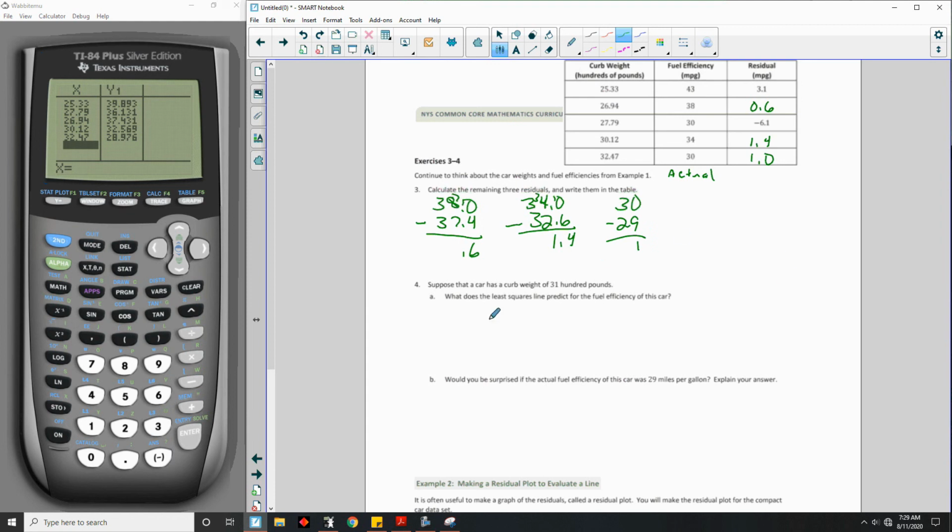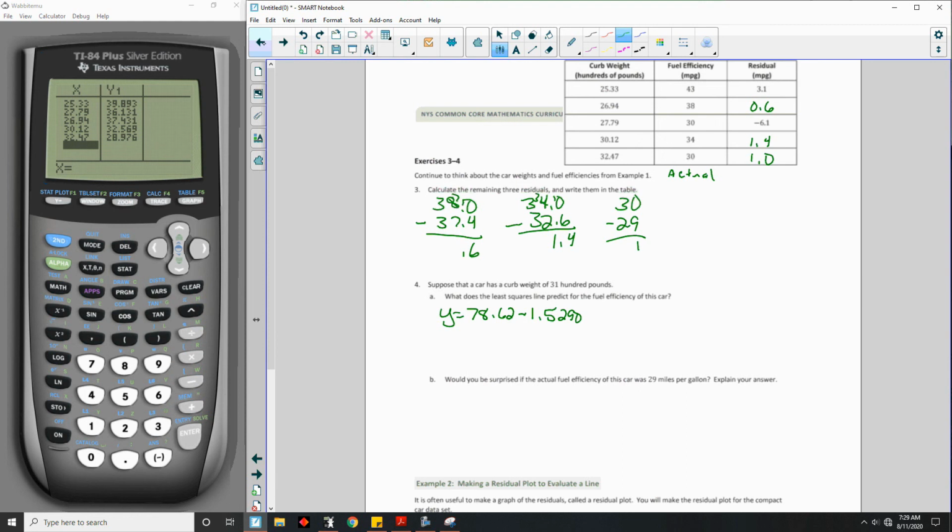That's number 3. Number 4 says, suppose that a car had a curb weight of 3,100 pounds. What does the least squares line predict for the fuel efficiency of this car? So if we were going to do this manually, the equation was y equals 78.62 minus 1.5290.